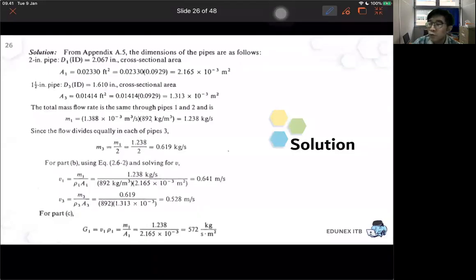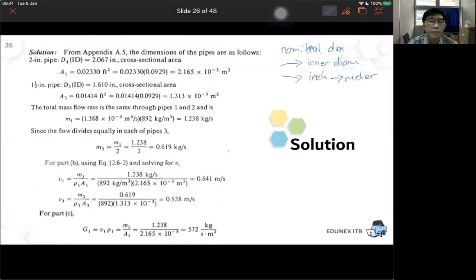Okay, don't forget to convert nominal diameters into inner diameters, and then you convert from inch into meters, because the unit of the nominal is still in inch. Okay, any question?